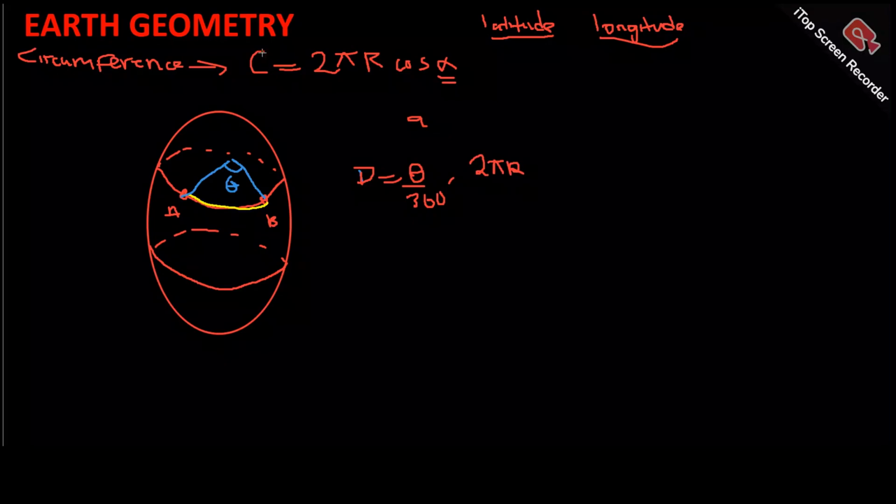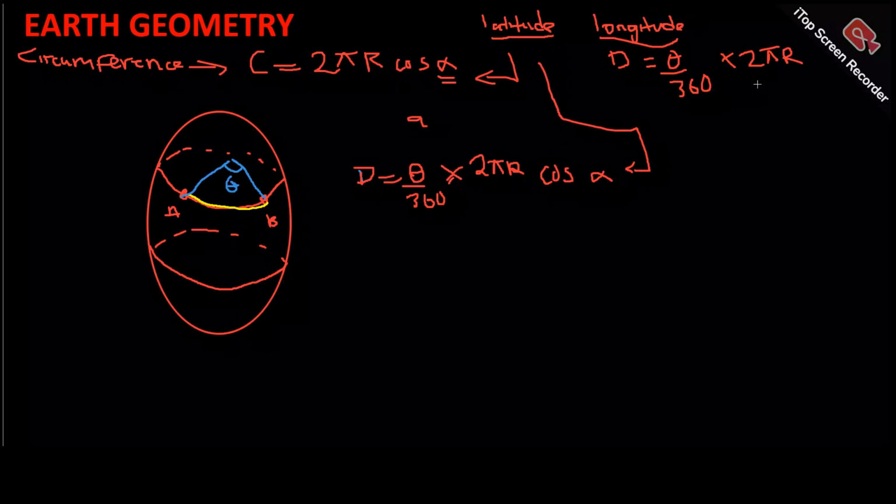Now for the distance in latitude, we said we should be adding cos alpha. This is for latitudes. But in longitudes, finding the distance is very simple. We don't add cos alpha. We just go direct. Don't add alpha.